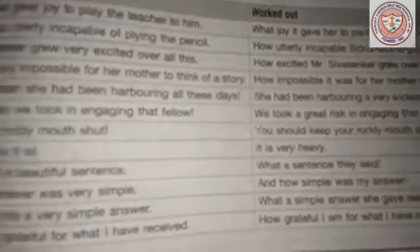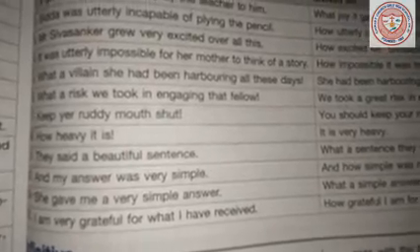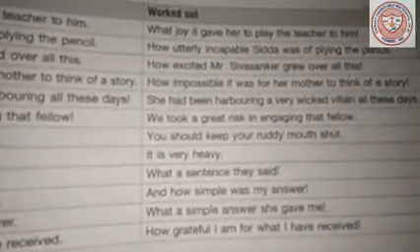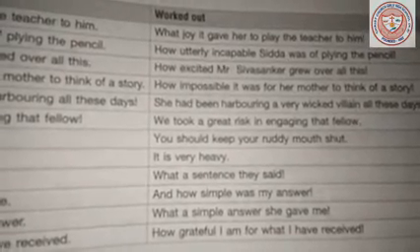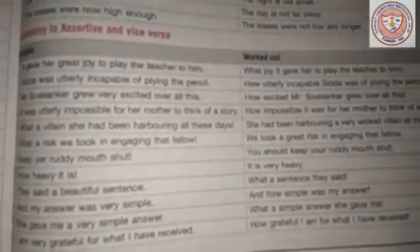Assertive sentence. Then comes, she gave me a very simple answer. This is an assertive sentence. How to transform it? What a simple answer she gave me! Mark of exclamation. Okay. So this was the category of exclamatory to assertive and vice versa.